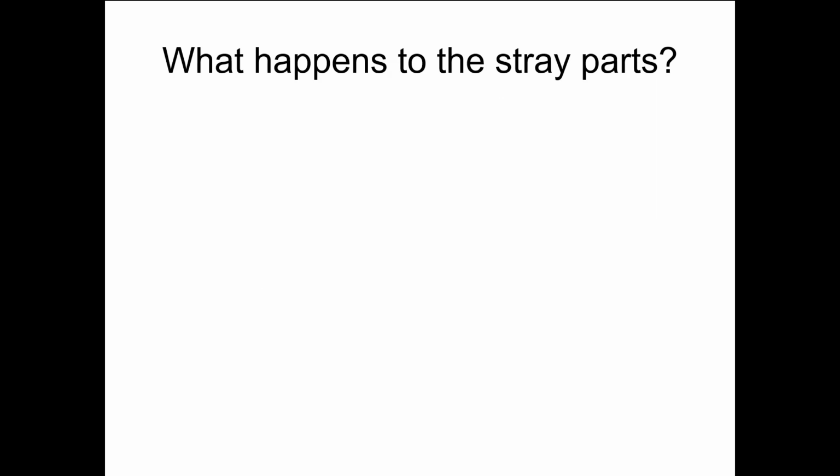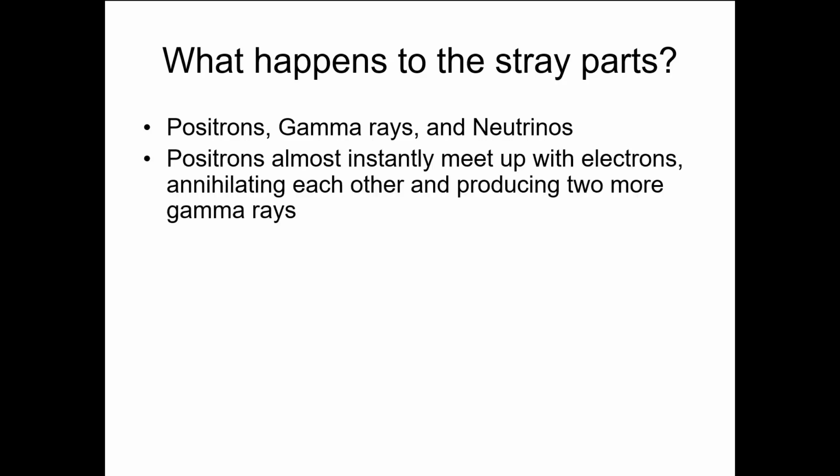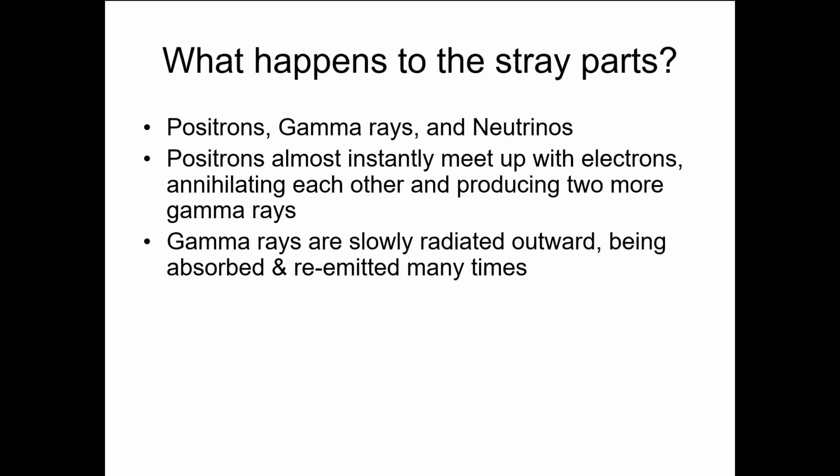So what happens to the stray parts? Those stray parts are positrons, gamma rays, and neutrinos. Well, the positrons almost instantly meet up with electrons. They annihilate each other, and in that annihilation, they produce 2 more gamma rays. The positron and the electron are gone. That's what annihilation means. Poof, they're gone, and 2 photons come flying out of that little mini explosion, and that's it. But they're very high energy photons, gamma rays.